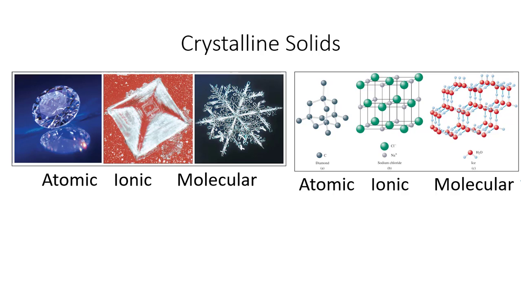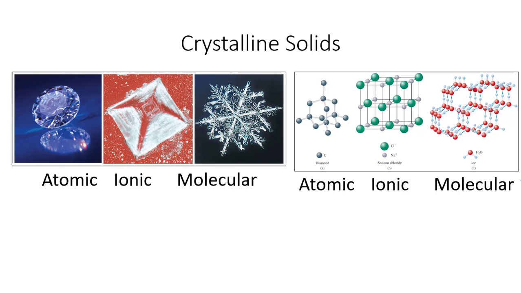Here's a picture of what these crystalline solids may look like, and you'll notice that you are going to get different shapes based on what is present at the point of the lattice. You might have atomic crystalline solids, where you have an atom, like shown here.